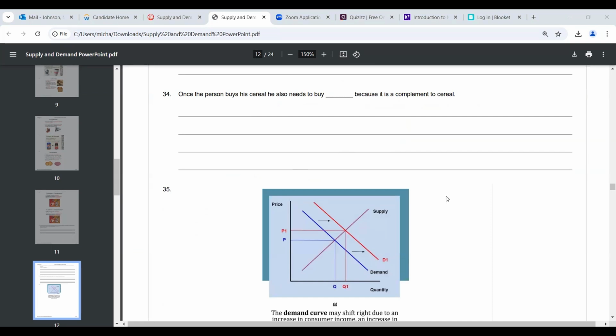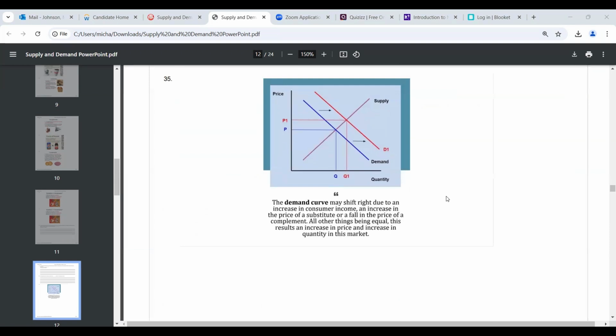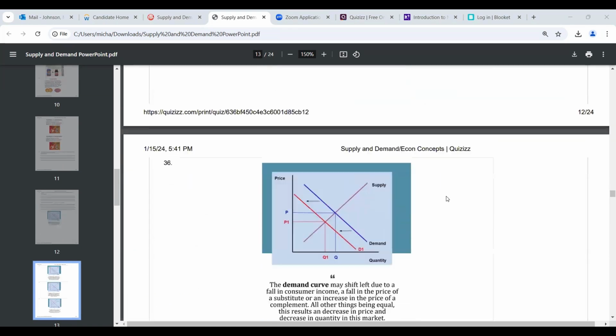Milk. Yes. And then the demand curve may shift right due to an increase in consumer income, an increase in the price of a substitute, or a fall in the price of a complement. All other things being equal, this results in an increase in price and an increase in quantity in this market.